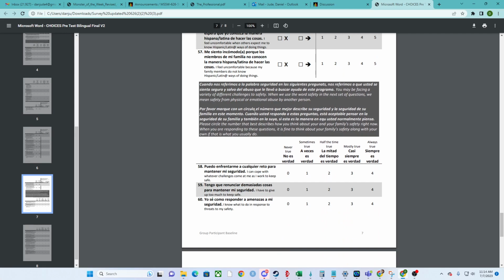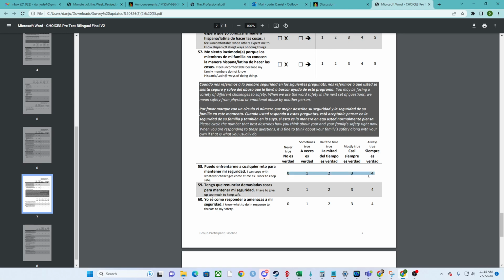So, next part. You may be facing a variety of different challenges of safety. When we use the word safety in the next set of questions, we mean safety from emotional abuse by another person. Please circle the number that best describes how you and your family are safe right now. When you're responding to these questions, it is fine to think about your family's safety along with your own, as you usually do. So very nice instructions there.